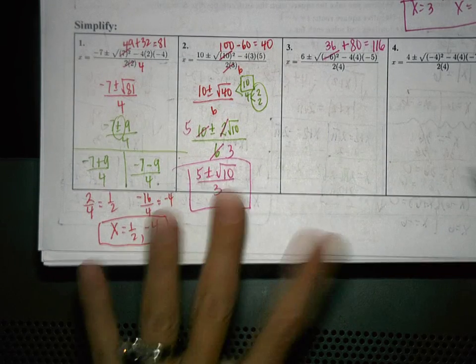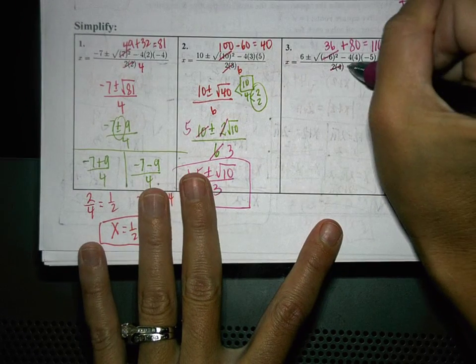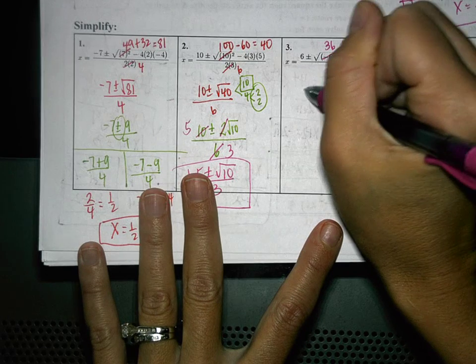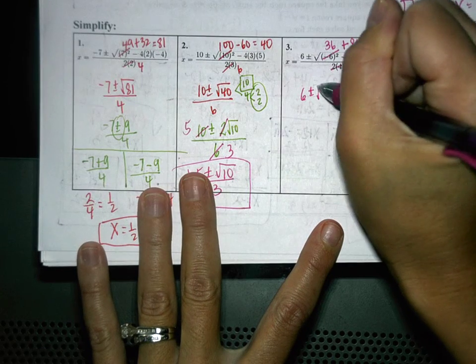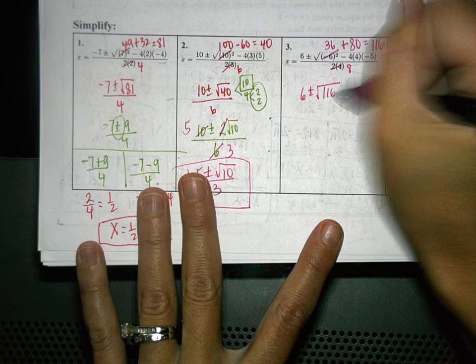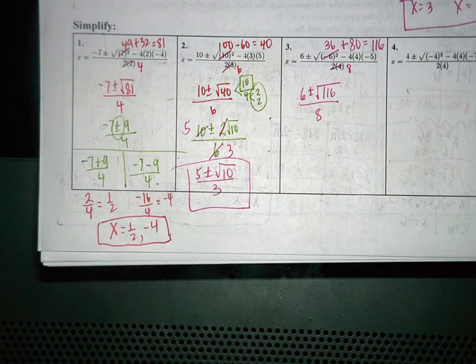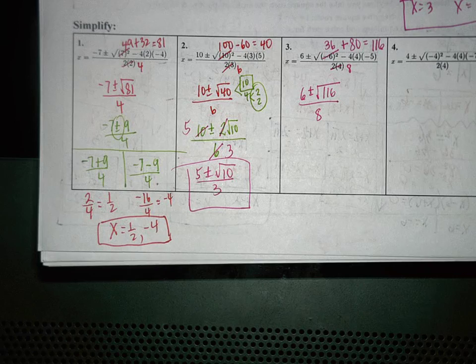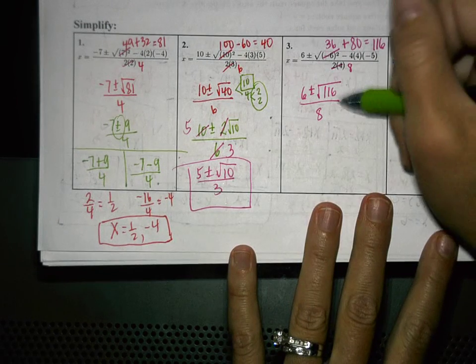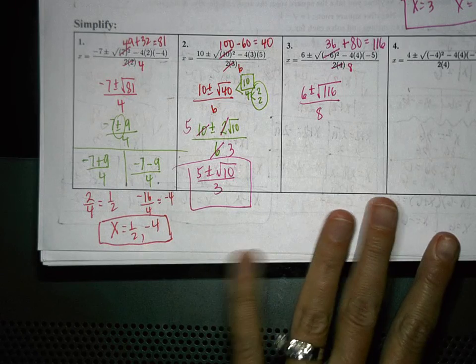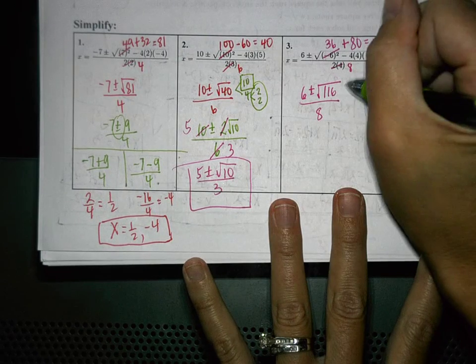2 times 4 is 8. So we write this out. We have 6 plus or minus the square root of 116, all divided by 8. So the next thing we need to do is what? Very good. Break down the root. Since this ends in an even number, I know it's divisible by 2. Okay? And so we break it down, and it's 2.